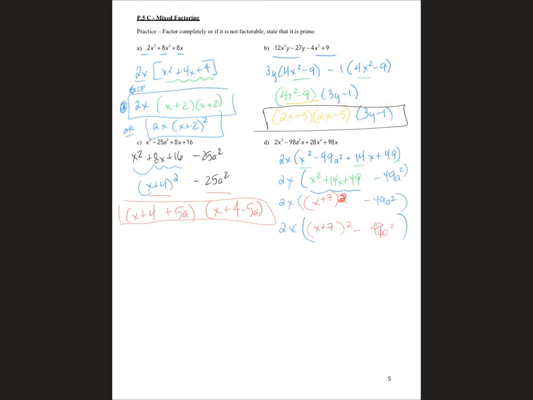I can go further. Kind of just rewrote that again by accident. Thinking. (x plus 7 plus 7a)(x plus 7 minus 7a). Now those are kind of tricky. Those last couple ones are kind of tricky. Those were just fun problems.